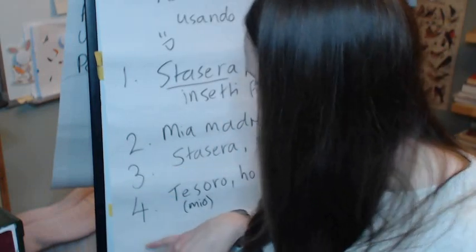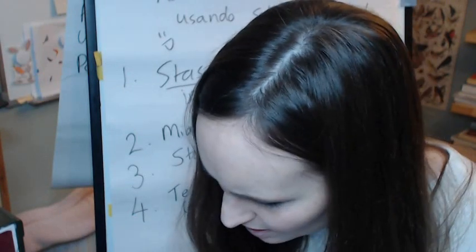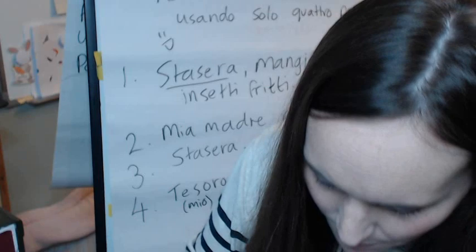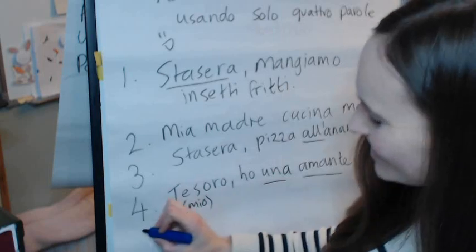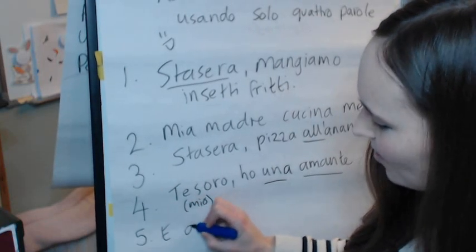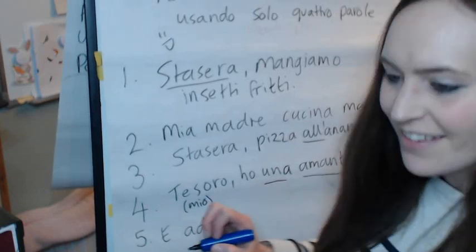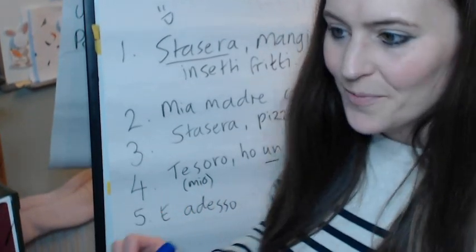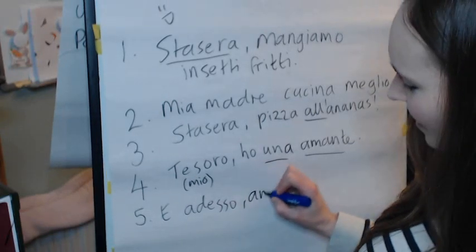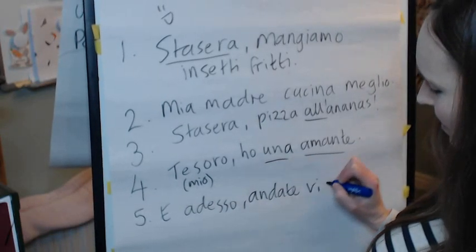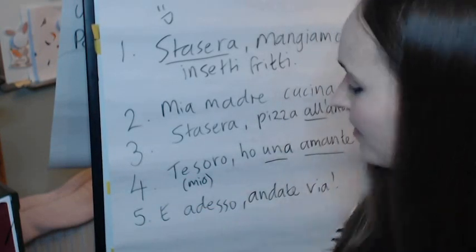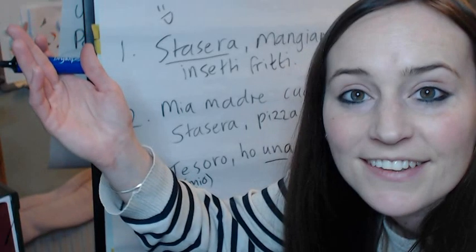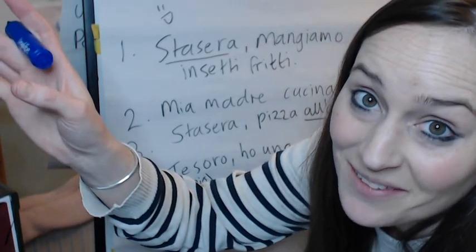So number 5 is, so what was the 4th one? That one. I'm just marking them on my paper. Number 5 is e adesso andate via. I thought that's quite funny. E adesso, that means and now. E adesso andate via. So imagine you're at a table, people are at your house, and then you say, okay, e adesso andate via. That means and now go away.